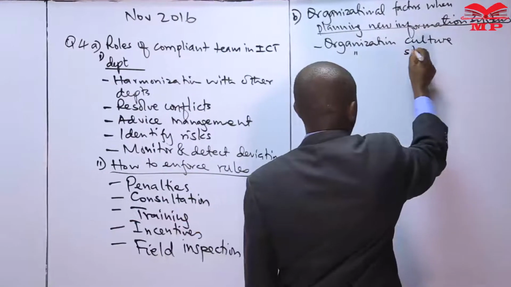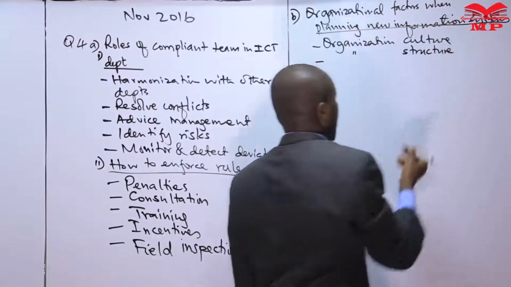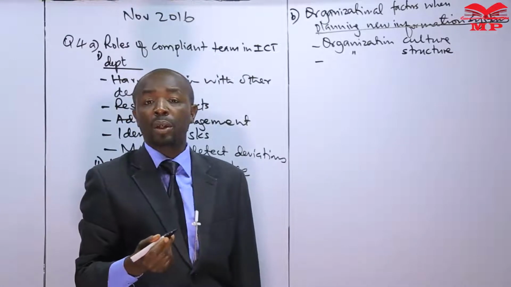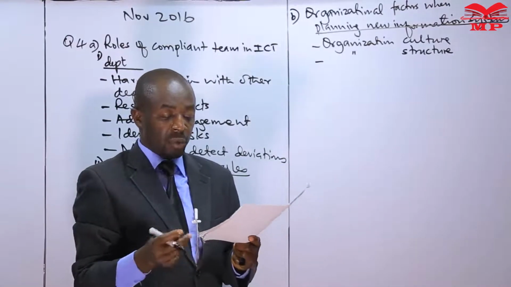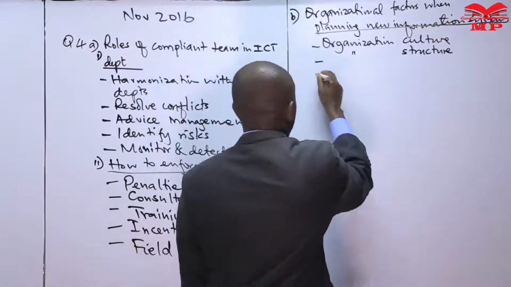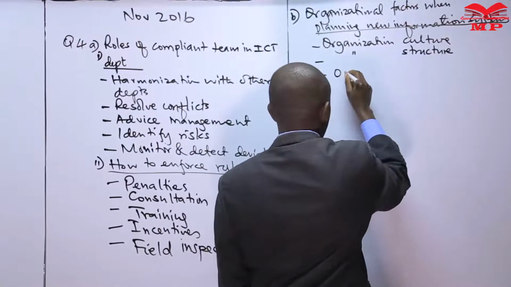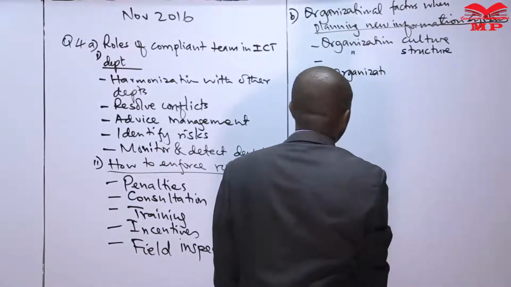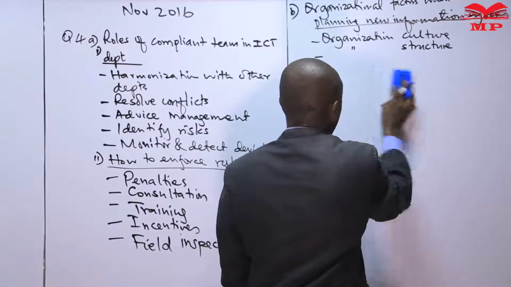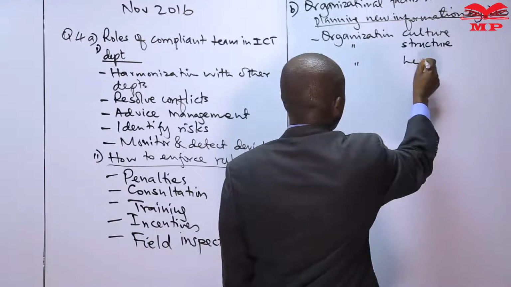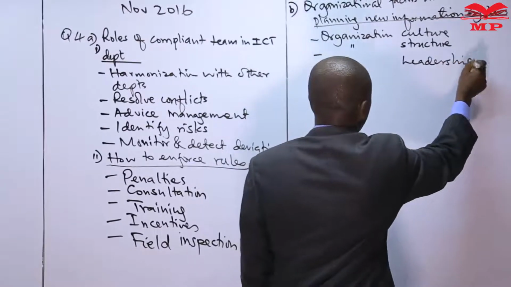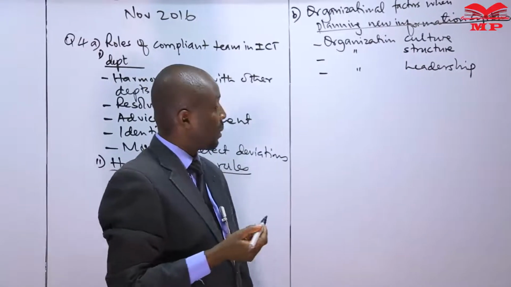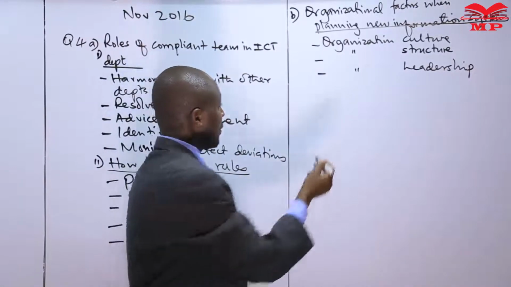We must think about the organization's structure. How is it structured? Does it have the 4 levels: management, strategic, operational, and knowledge? Then we must think about the organization's leadership. It is important to think of that because when we are going to be implementing the information system, it is the leadership that will approve that implementation.